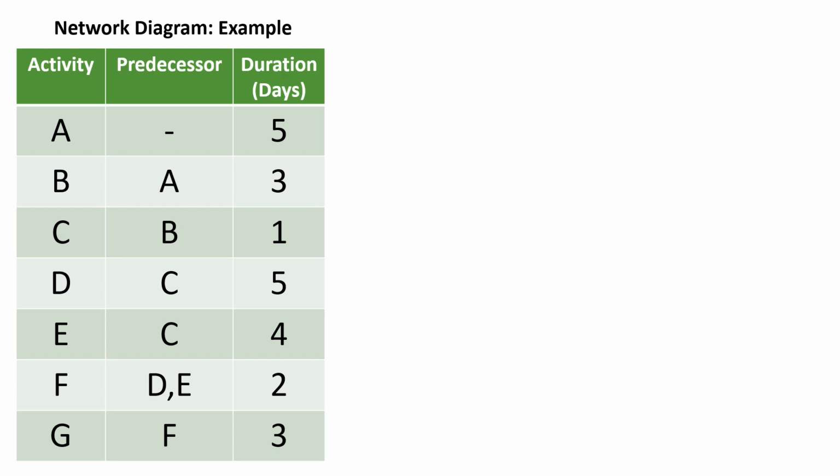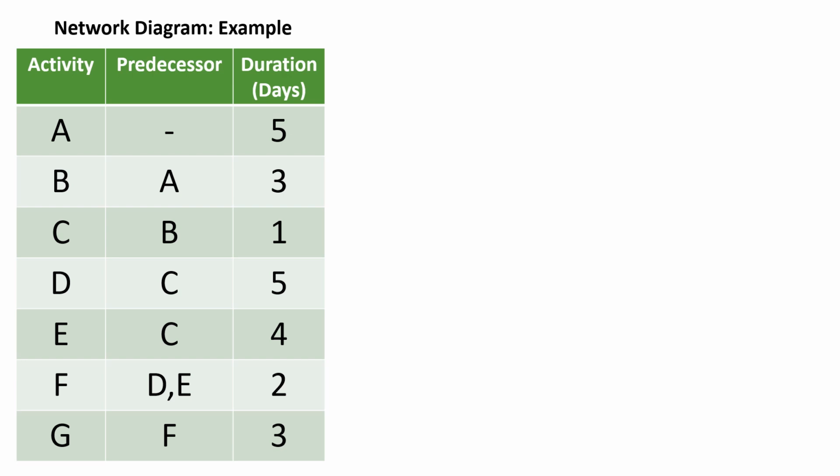Predecessor gives information of sequence in the activities, like activity B has A activity as a predecessor, which means for activity B to start, activity A should be completed. Duration, which can be in days or as per project need, gives an idea of how long the activity will take. For example, activity A takes 5 days to complete, whereas activity B needs at least 3 days.